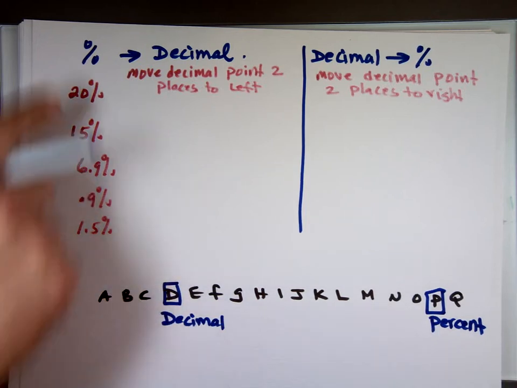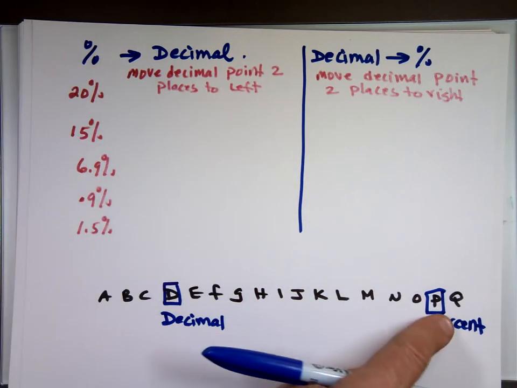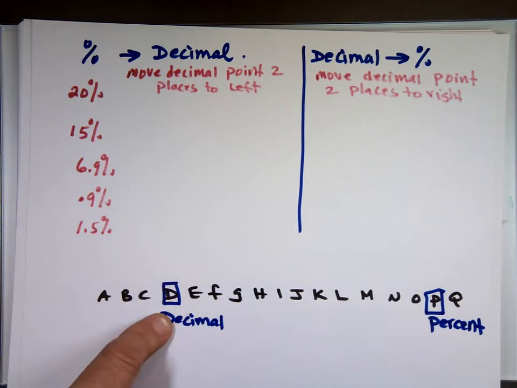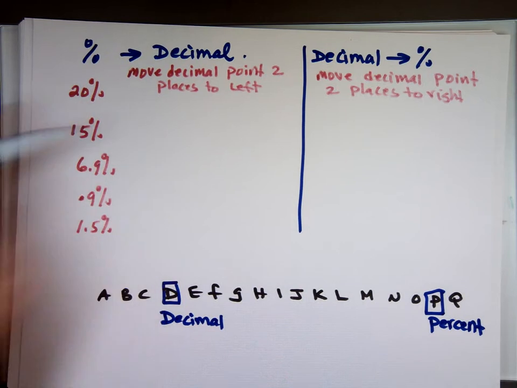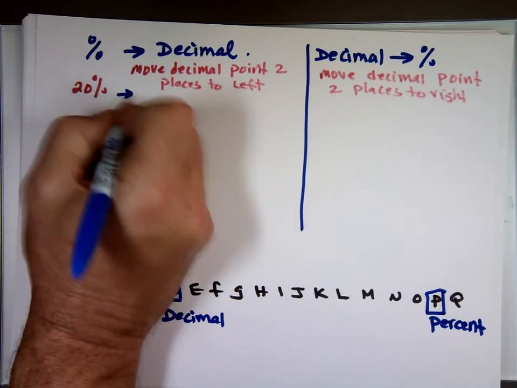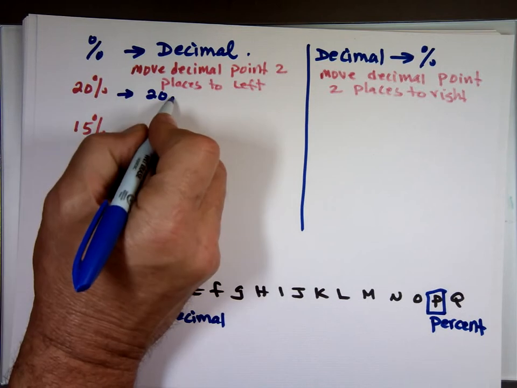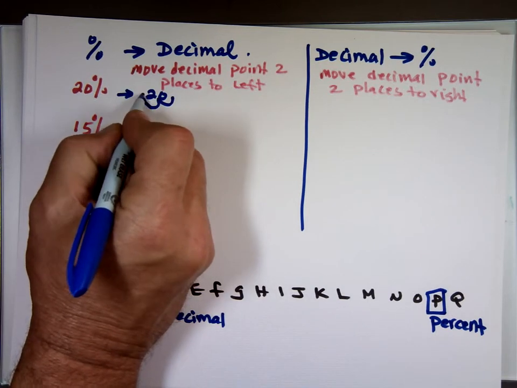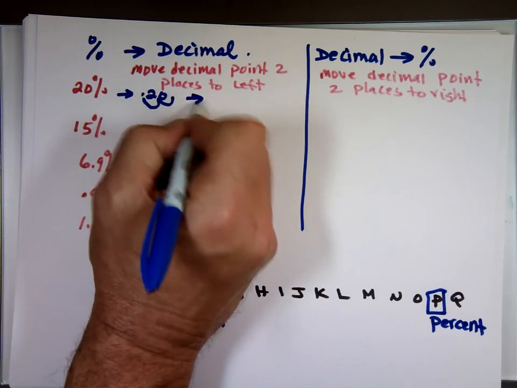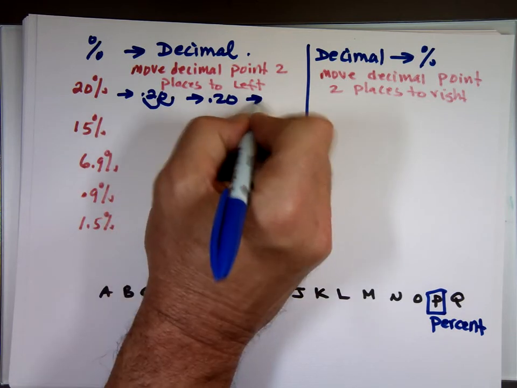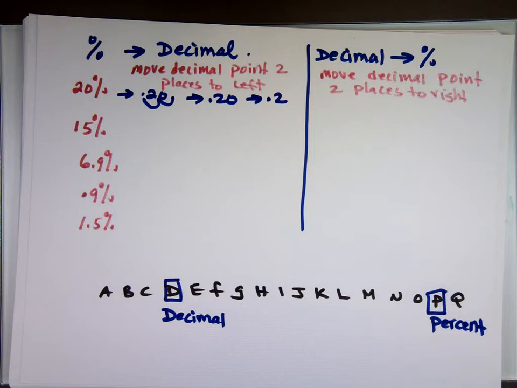So here we have percent. We want to change them to a decimal. We have to move which way? Two places to the left. Where's my decimal point right now? The 20. The 20 at the end here, right? Let's move it two places. 1, 2. So what's that number? 0.20. Do I need the 0 at the end? That's a 0.2. You want to put the 0, fine. You want to leave the 0 out, fine.